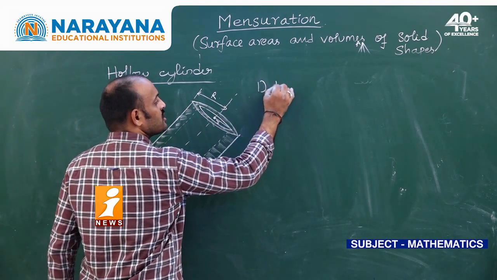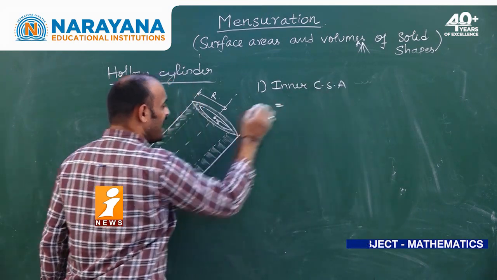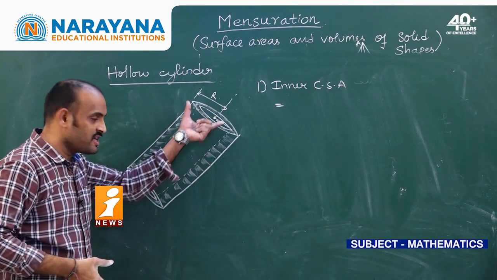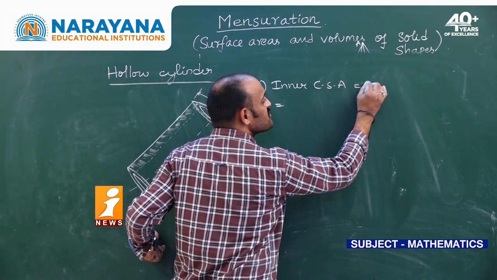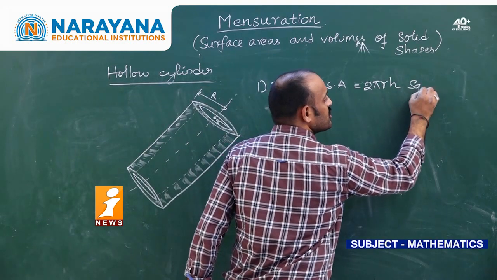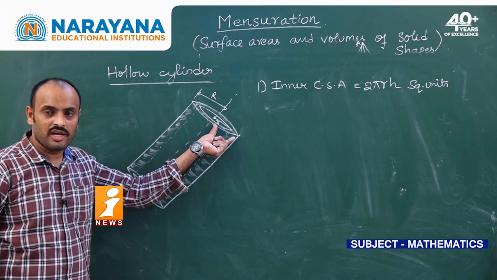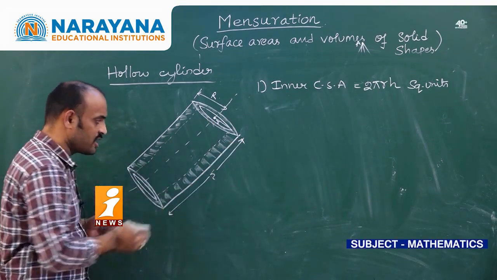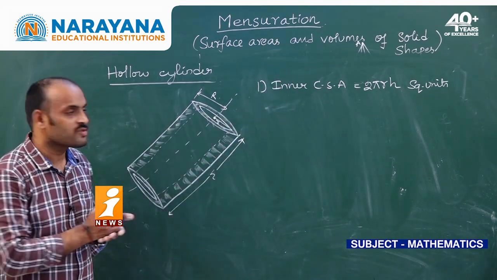First, inner curved surface area. As it is in the shape of a cylinder, it is nothing but the CSA of a cylinder. Already we have seen the CSA of a cylinder. Inner curved surface area of the cylinder is 2 pi small r h square units, because the inner radius is small r and this is h, height or length we can call it. I have denoted it as h. That's why I have written 2 pi r h square units.